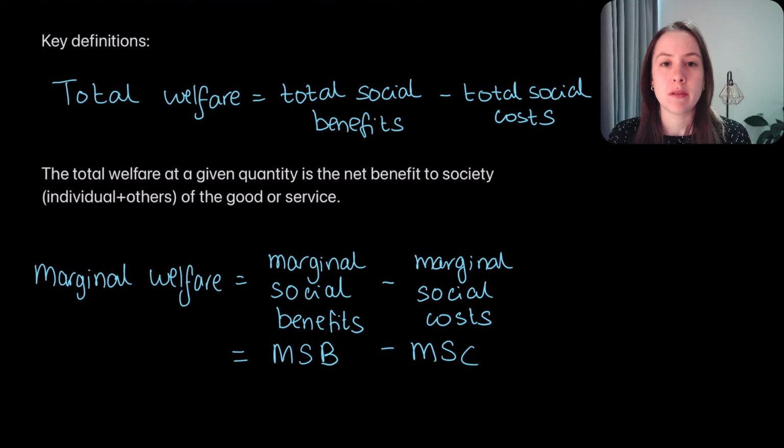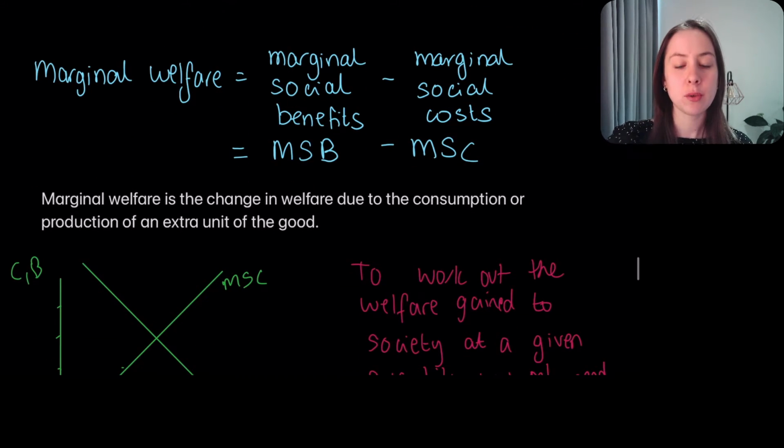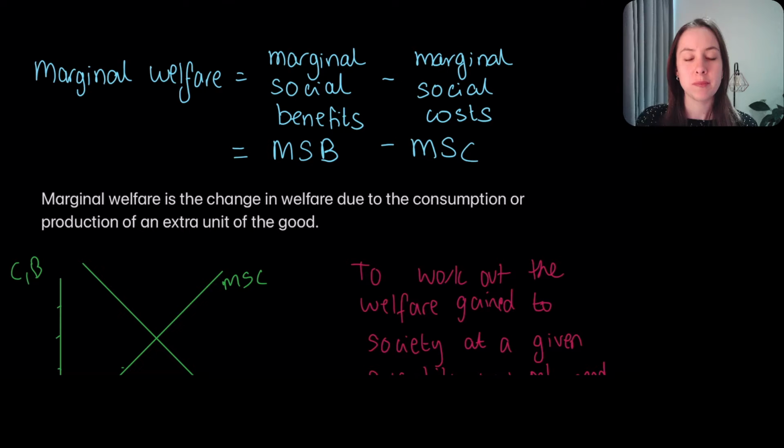Anyway, to work out total welfare, you want to look at your total social benefits minus your total social costs, and that means the total welfare is the net benefit to society at a given quantity of the consumption or the production of that good or service. To work out marginal welfare, take marginal social benefits minus marginal social costs, which means MSB minus MSC, and that gives you the change in welfare due to producing or consuming one extra unit.